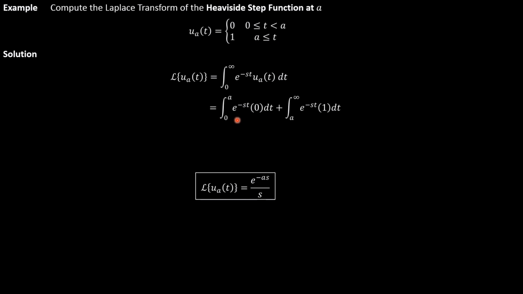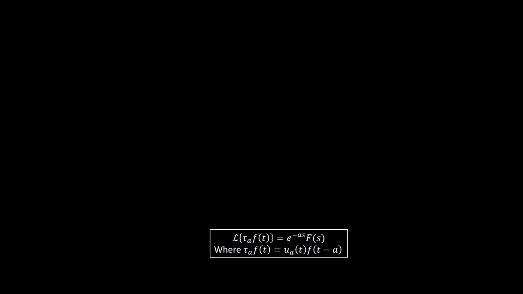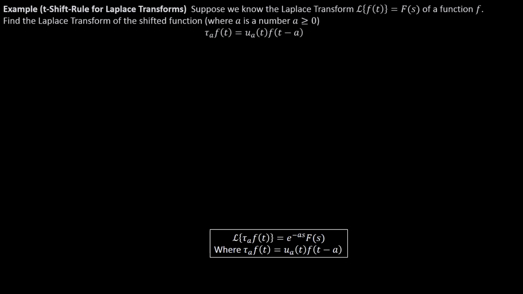Now, when t is between 0 and a, your function is 0. So this whole thing's gone. When t is greater than a, however, you have a 1 here. So what do you end up with? That. Hence the formula, the Laplace transform of the Heaviside step function at a is equal to this expression. Now, this is a useful function. Let's talk about another one.